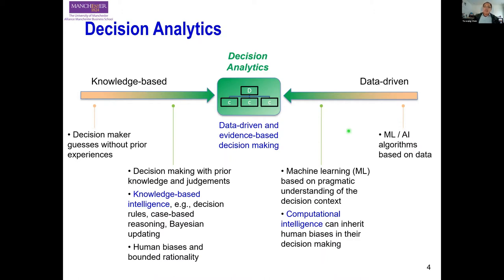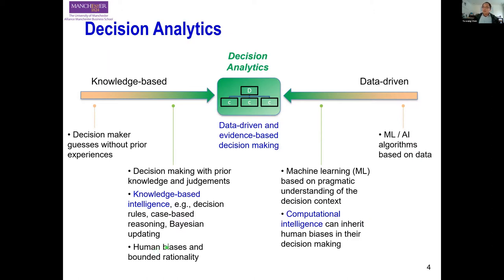So at one end of knowledge-based decision-making, the decision-maker guesses without prior experience. But very often, decision-makers use prior knowledge and judgments in the decision-making process. So knowledge-based intelligence involves something like decision rules, case-based reasoning, and Bayesian inference. Of course, human biases and bounded rationality are very common in knowledge-based decision-making.